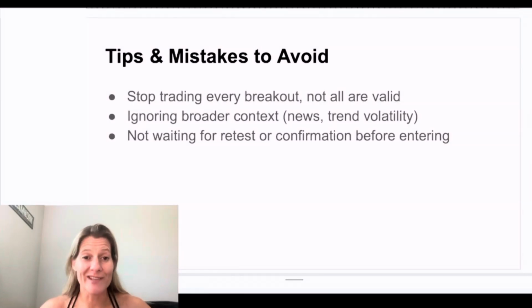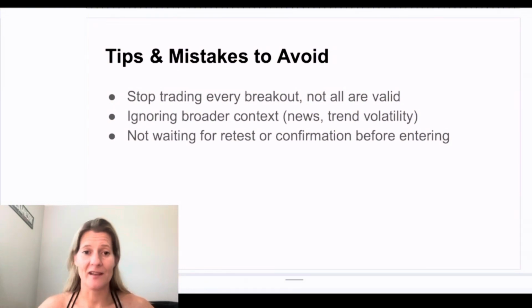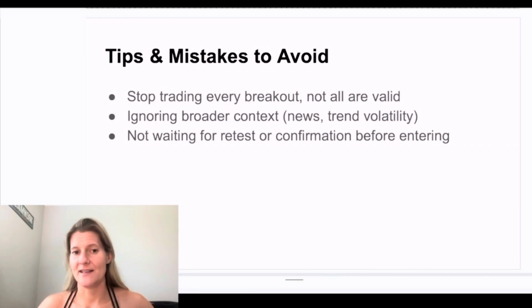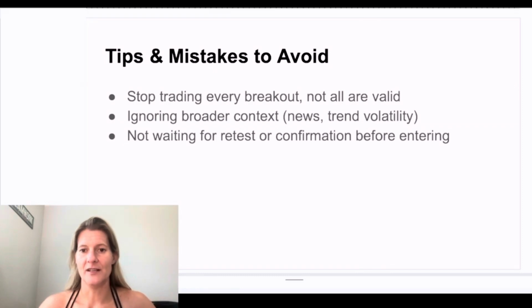All right, so what are some tips and what are some mistakes to avoid when you're trading the initial balance? The first thing is stop trading every breakout. Not all trades are valid. Look for multiple confluences to support your trade. Another mistake is ignoring broader context. So is there a news event that's coming out? Is there an FOMC release that's coming out? What's the trend? What's the overall trend?